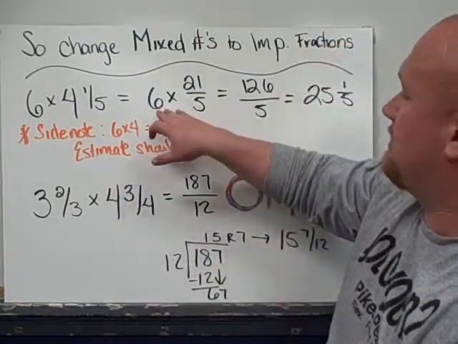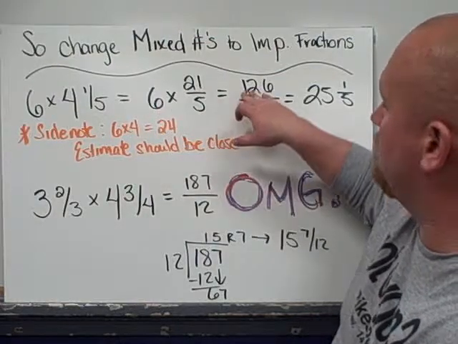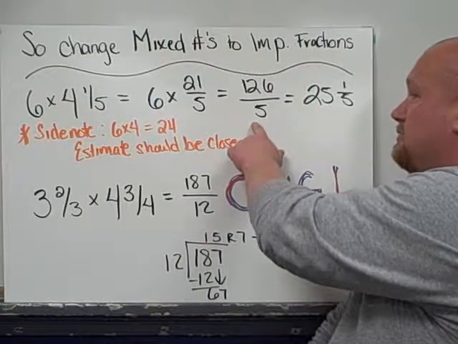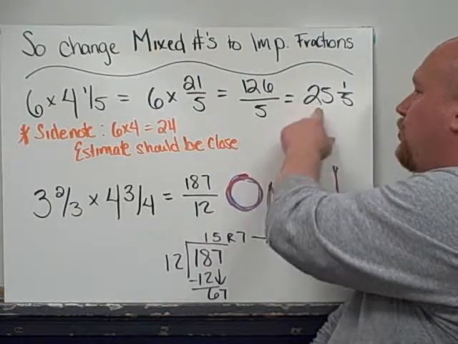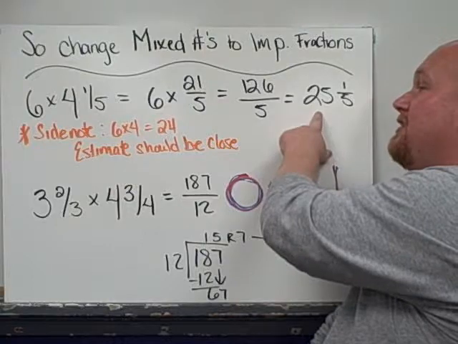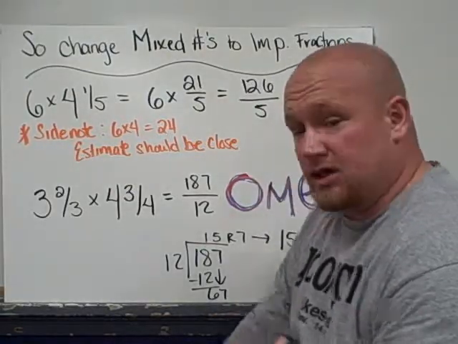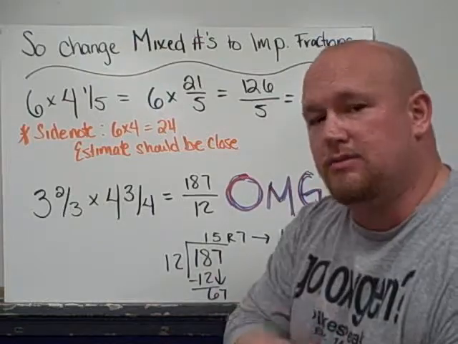All right, so 6 times 21/5: 6 times 21 is 126 fifths. 126 divided by 5, there's 25 whole sets of 5 in 126 with 1/5 left over. So let's go to even different numbers. Let's go mixed number by mixed number.